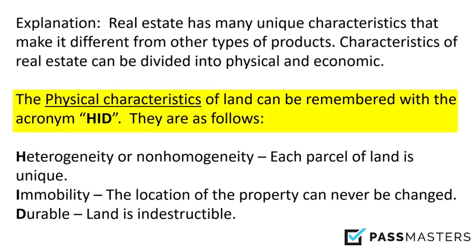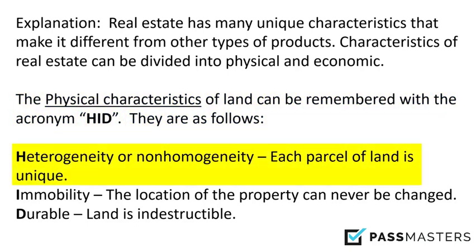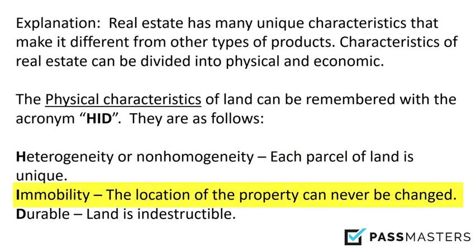The physical characteristics of land can be remembered with the acronym HID, HID. They are heterogeneity or non-homogeneity, which essentially means each parcel of land is unique from one another. Next one is immobility, as we talked about in the question. This was the correct answer because it was a physical characteristic, not economic. Location of the property can never be changed. And durable. Land is indestructible, which basically means, well, I'll give an example. You have a home on your land and the home catches on fire and burns down. Is the land still there? Sure is. It can be redeveloped. So those are the physical characteristics of land.